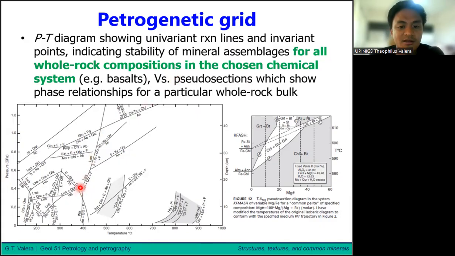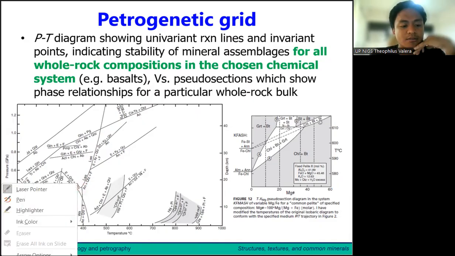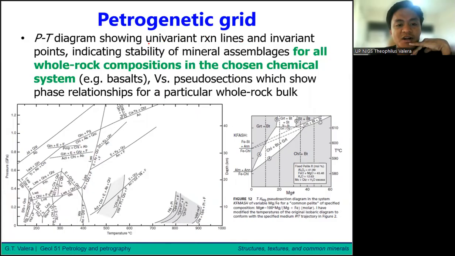Kapag nasa invariant curve ka, this one, kunwari, an invariant curve is where F equals 0. Okay? Meaning, sorry, baliktad, mali yung sinabi ko kanina. Yung univariant line or univariant reaction line, F equals 1. Okay? F equals 1, meaning, kunwari, imagine, let's take for example, ito, jadeite plus quartz equals albite.